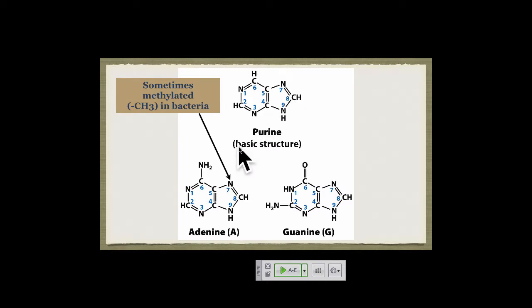The main thing I want to point out here, so here are the two structures, adenine and guanine. As I said, I'm not expecting you to draw these. But the main thing I want to point out is we're going to talk about DNA methylation in terms of chemically modifying DNA. If it occurs in a bacterium, it's almost always going to be on this nitrogen 7 right here on the adenine.